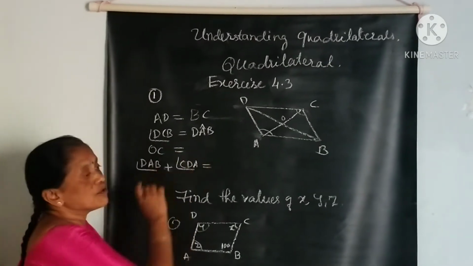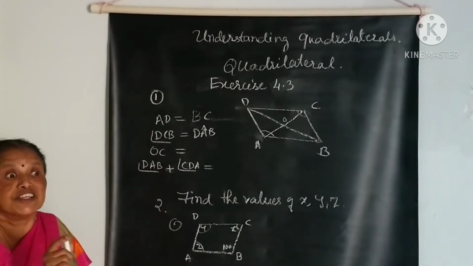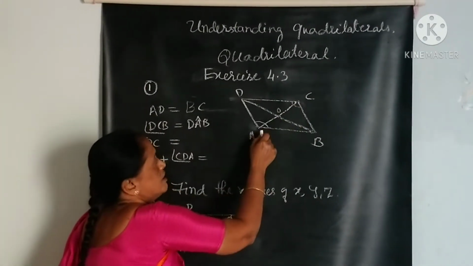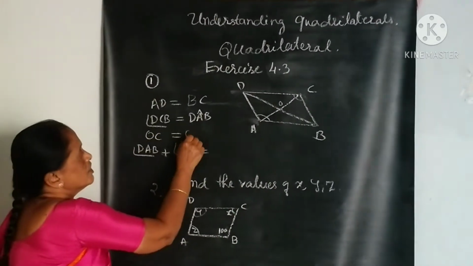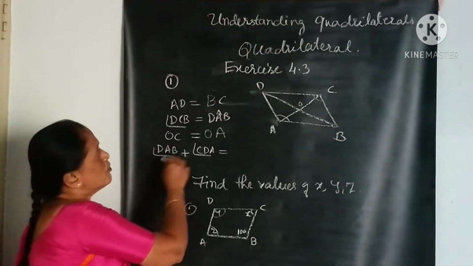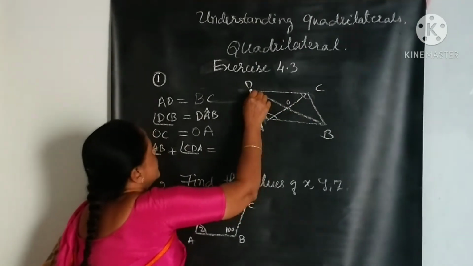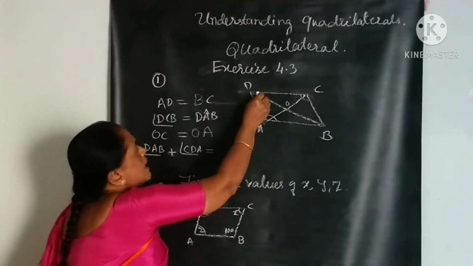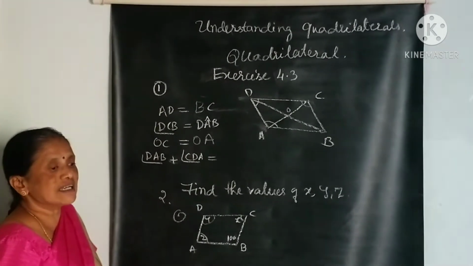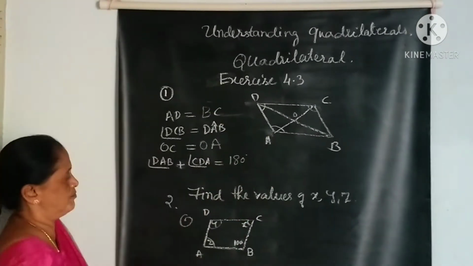Then OC is equal to what? In a parallelogram, diagonals bisect each other. That means diagonal BD bisects AC. Therefore, OC is equal to OA. Next, what is the sum of angle DAB plus angle CDA? These two angles are adjacent angles. What is the sum of the adjacent angles in a parallelogram? That is equal to 180 degrees.